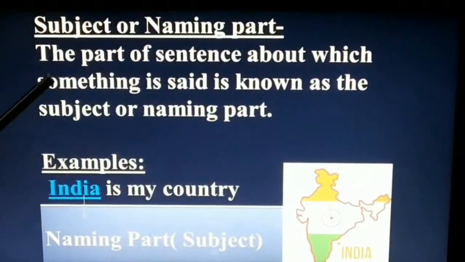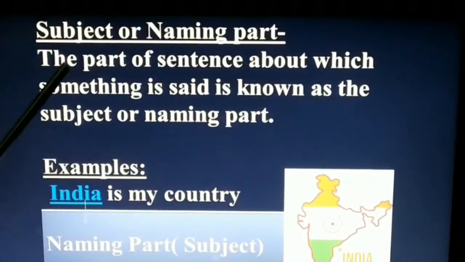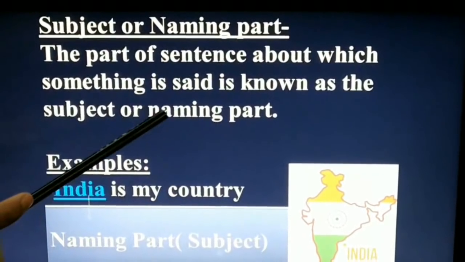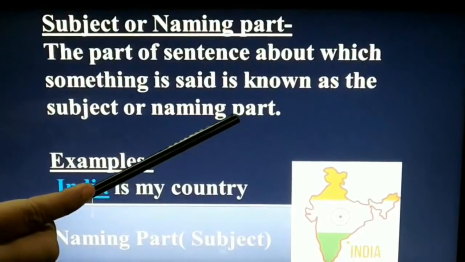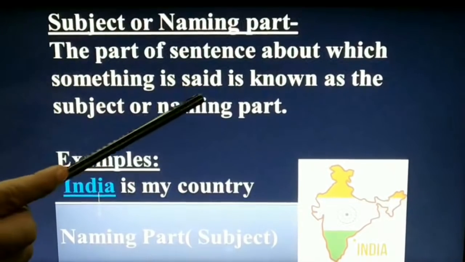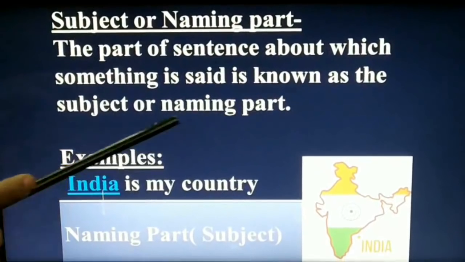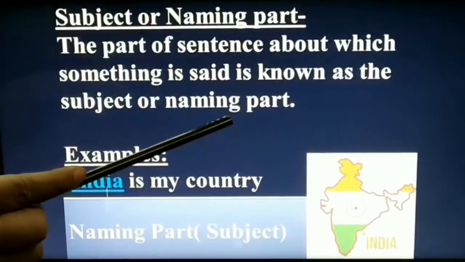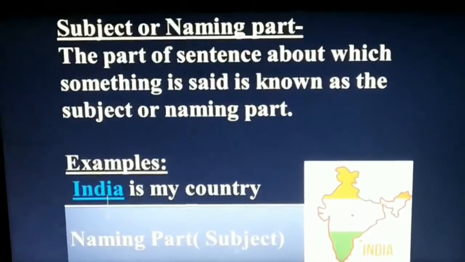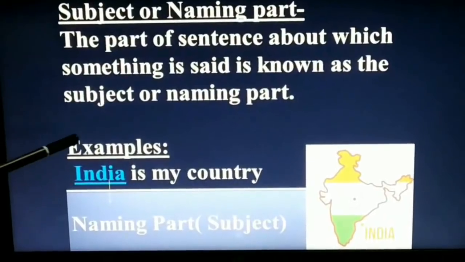Now, let's see what is the subject or naming part. The part of sentence about which something is said is known as the subject or naming part. Now, let's see the examples of subject. Can you see the examples here?